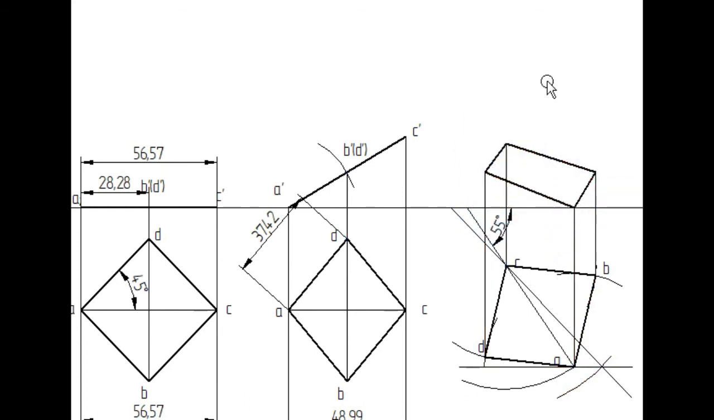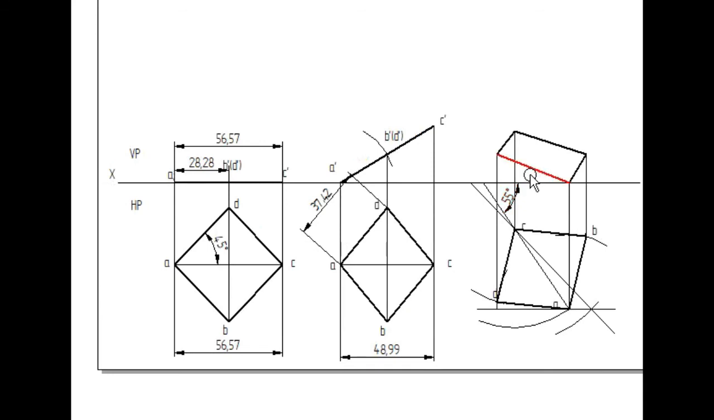So this is how the final representation of a front view of a square lamina which has been inclined with respect to HP as well as with respect to VP by considering the median inclination. So that is what it has been represented here, and finally I will mark the points. So this is A dash, B dash, C dash, and this is D dash.